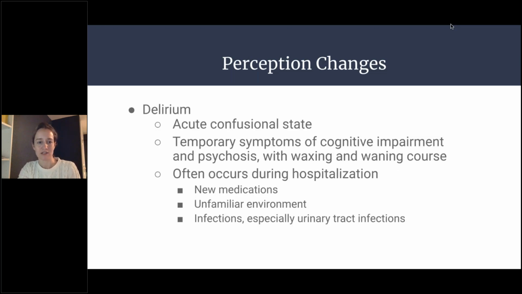Another perception change is called delirium, and this is something that would be important to watch out for if you or your loved one have some degree of dementia and have to change where you are, for example, going from home to a hospital. Delirium is an acute confusional state where people just aren't sure where they are, why they're there. And like I mentioned, it can often occur when people go from one place that they're familiar with to a place they're unfamiliar with, such as with hospitalization.